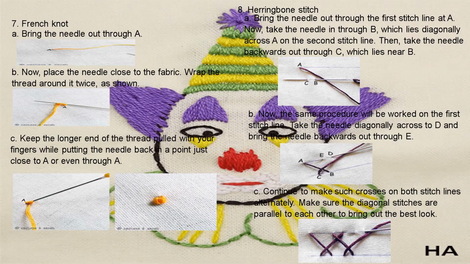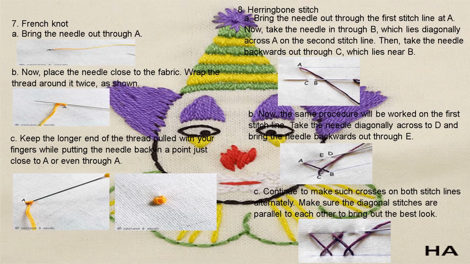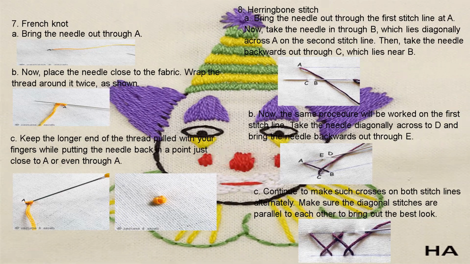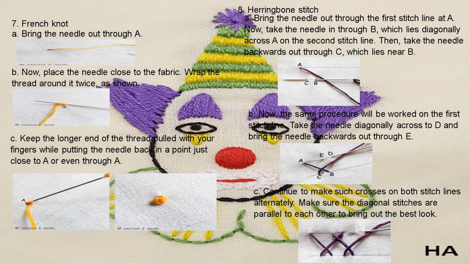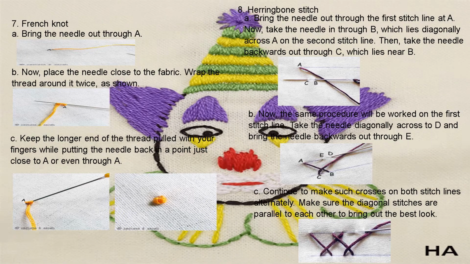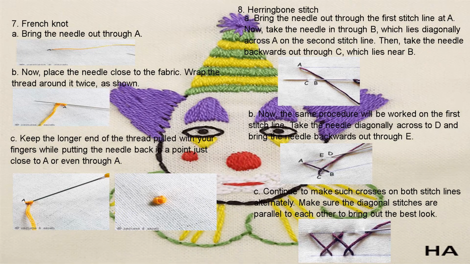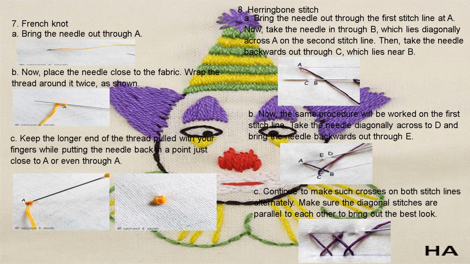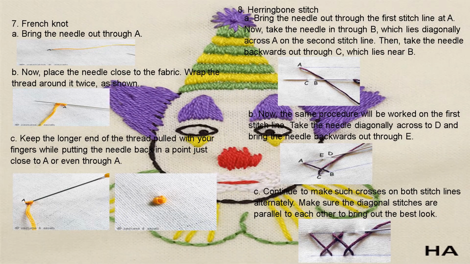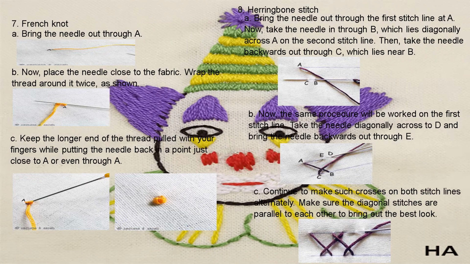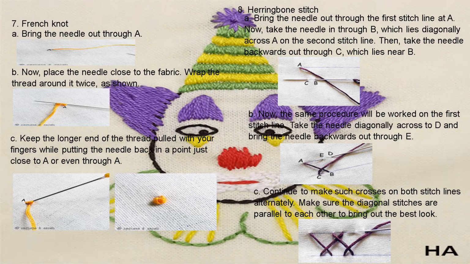Number 8. Herringbone stitch. The first thing to do, bring the needle out through the first stitch line at A. Now, take the needle in through B, which lies diagonally across A on the second stitch line. Then, take the needle backwards out through C, which lies near B, as you can see in the picture below in number 8.